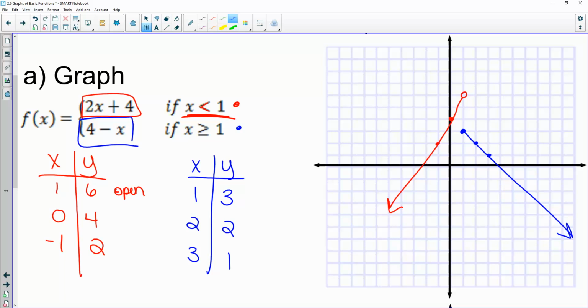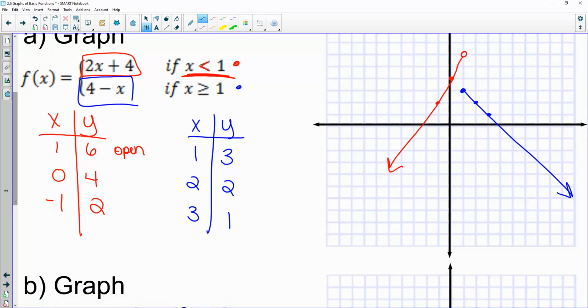Let's do domain and range. This graph's a little more interesting than the other ones. What would be the domain? This one's coming from negative infinity and stops at 1, but the next one picks up at 1 and goes forever. So the domain is negative infinity to positive infinity. What is the range of this graph?